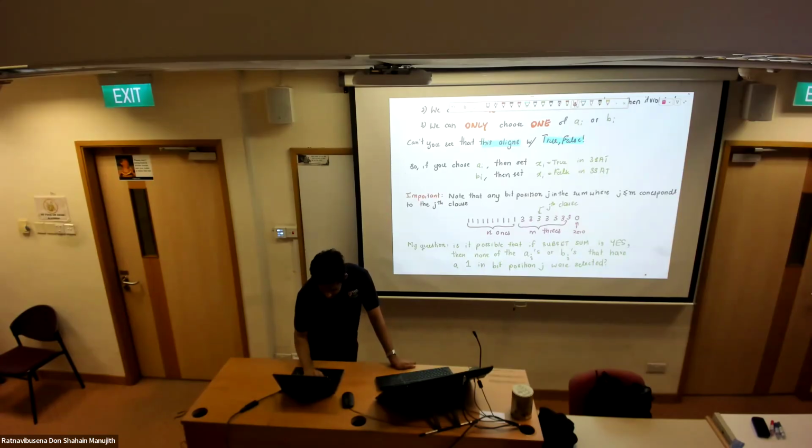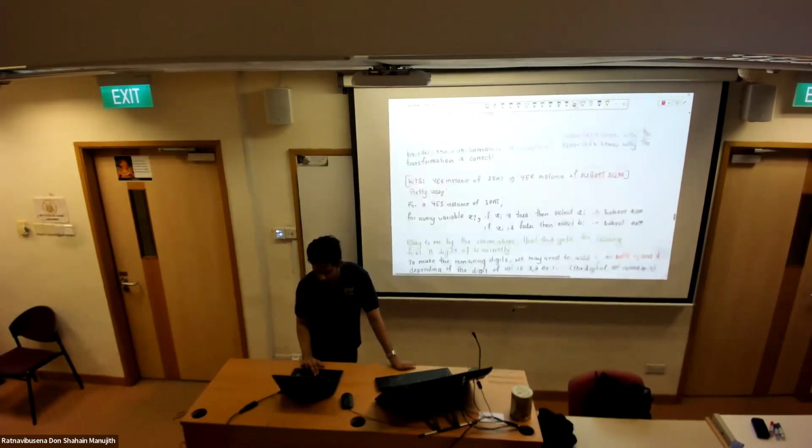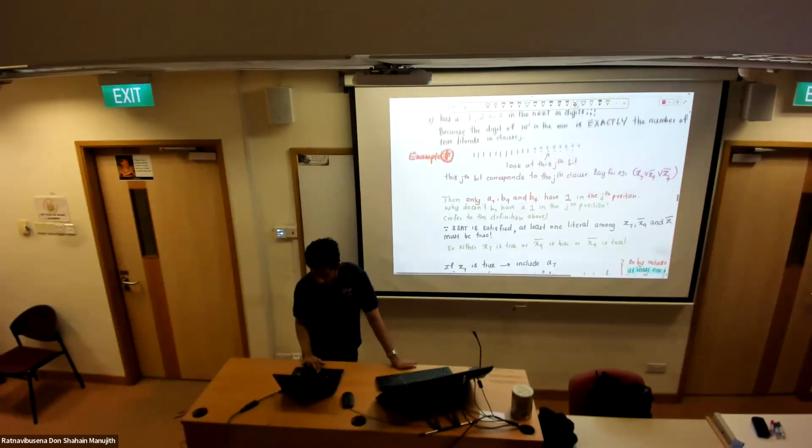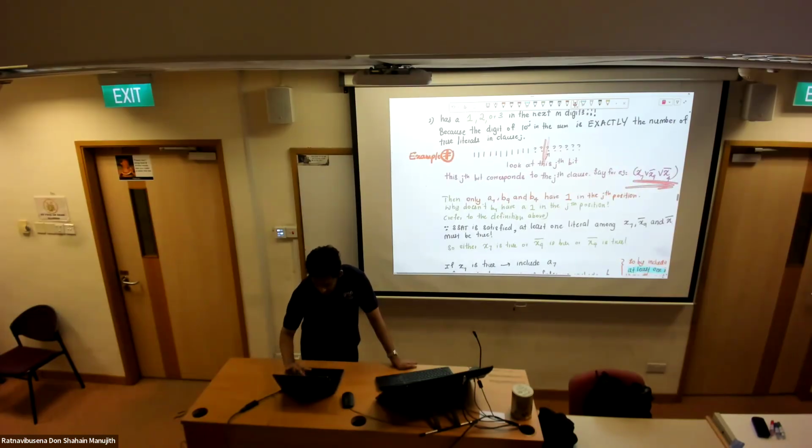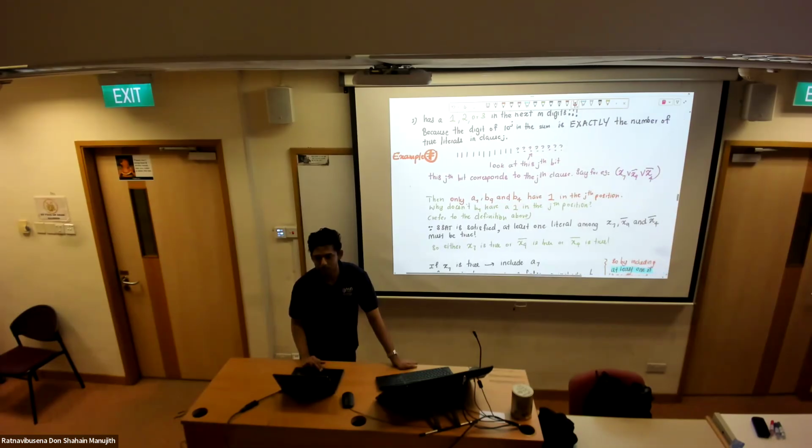Okay, so my question is, if the subset sum is a yes instance, is it possible that none of the AIs or BIs that have a 1 in this jth position were selected? That none of these were selected. I'm asking, for example, in the previous clause here, in the jth clause that corresponds to the jth bit, is it possible that none of these three numbers are selected: A7, B9, or B4? Is it possible?